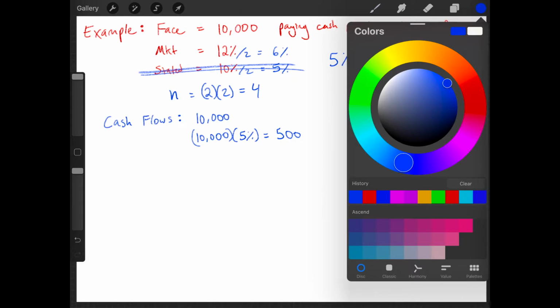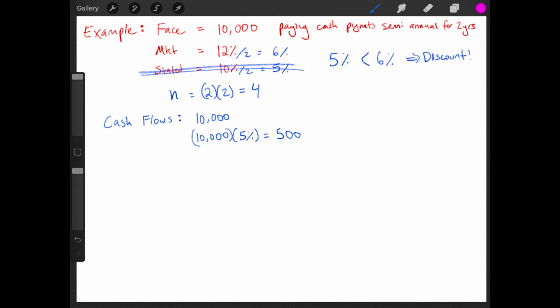Now that I've determined my future cash flows, my next step is to discount those to get the present value. To do so, I'm going to be using an n equals 4 that I previously calculated. And moving forward, I'm only using my market rate, right? So I'll be using that 6% because it's the market rate that's determining this present value.